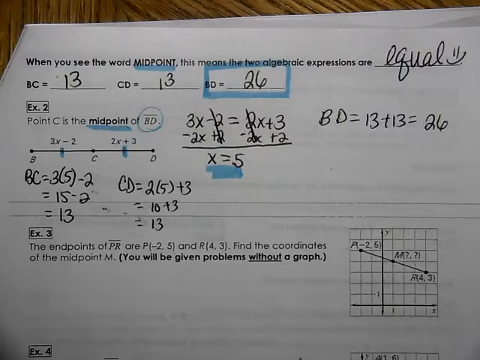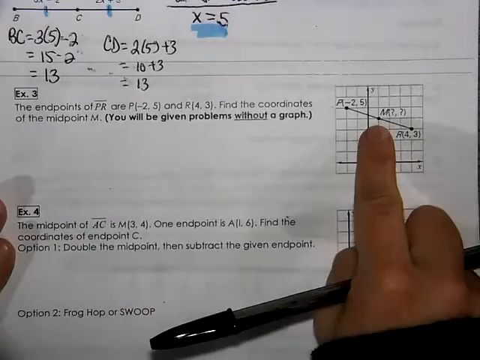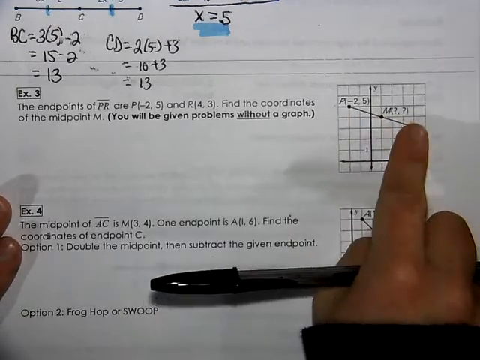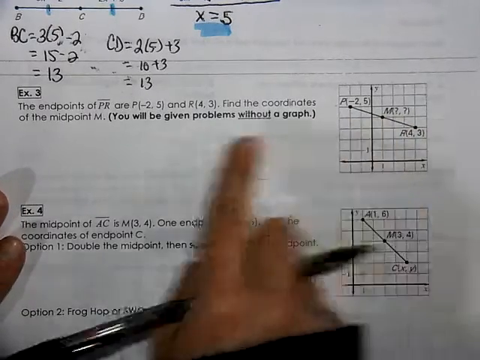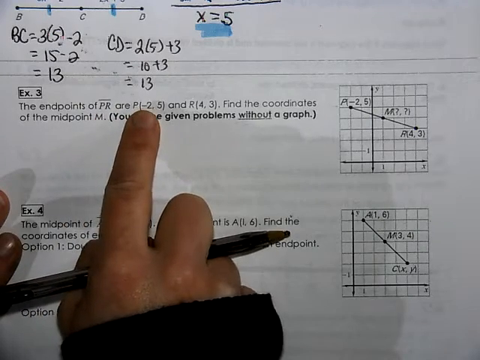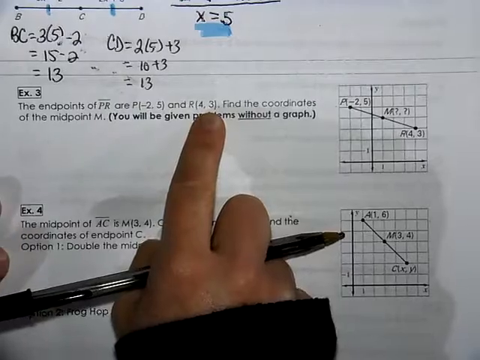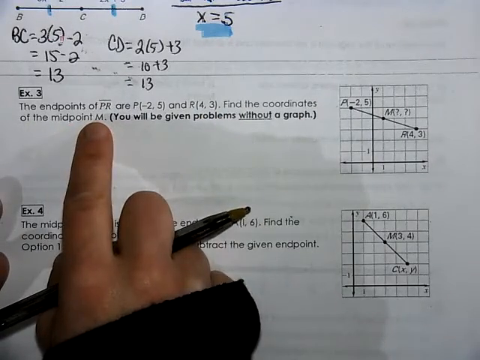All right, let's go ahead and look at example number 3. In this problem, we could probably figure out what the answer is because it ends up being really nice. It says the endpoints of segment PR are located at P being negative 2, 5, and R is located at 4, 3. Find the coordinates of the midpoint.